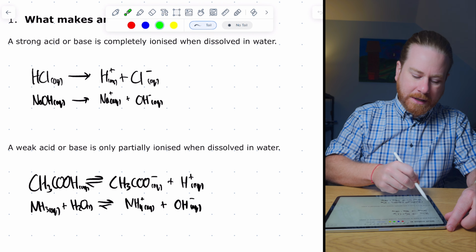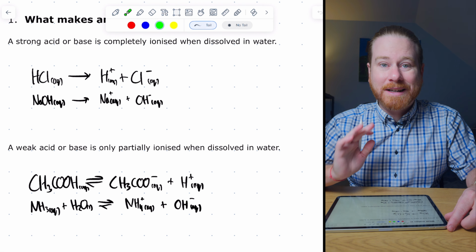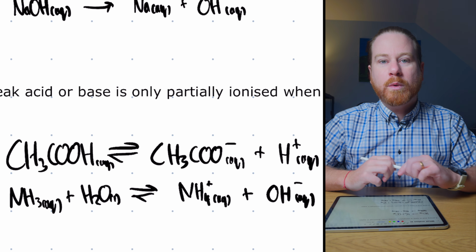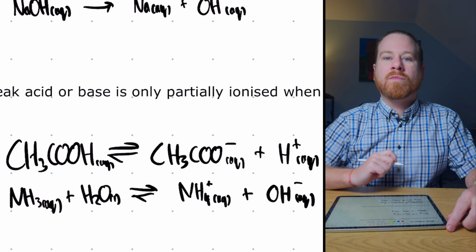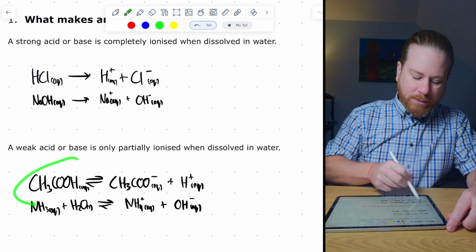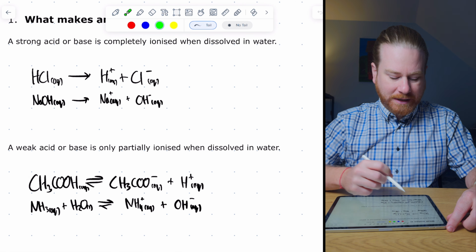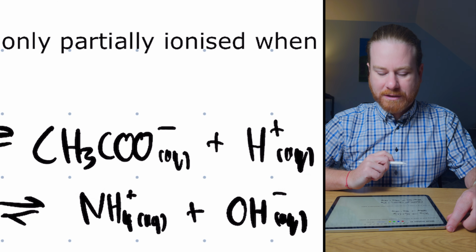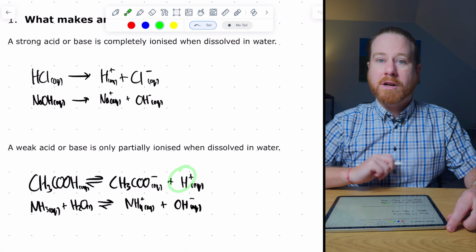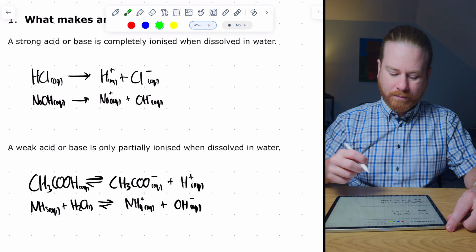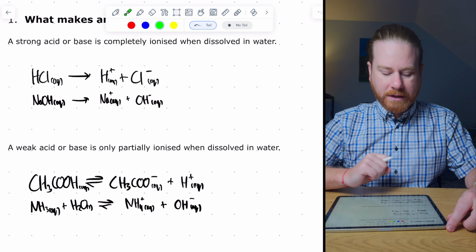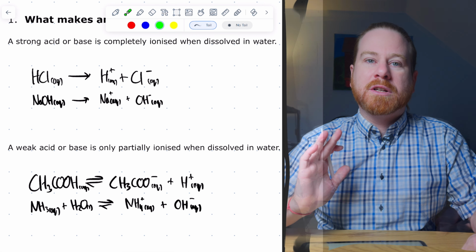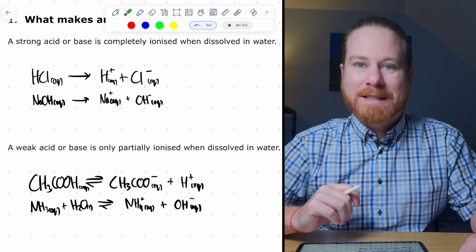But if it only dissociates a little bit, then you end up with an equilibrium, and this is a weak acid or a weak base. So this means that most of the solution, in this case ethanoic acid, stays as it is, and a very small amount dissociates to give you the hydrogen ion for the weak acid, and the hydroxide ion if it is a weak base. So that's what we're going to go through today.